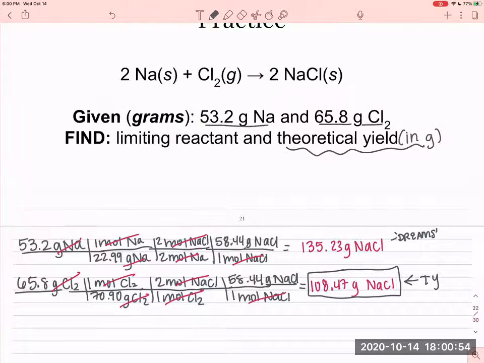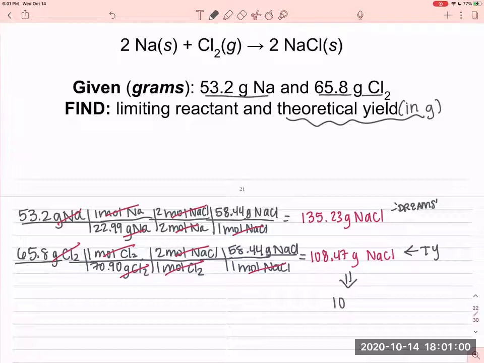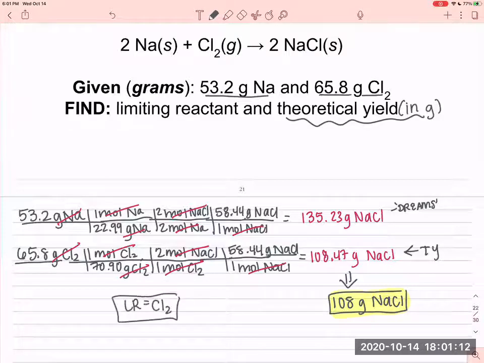So let's go ahead and just clean it up and give me some sig figs for my final answer. I need 3 sig figs, so I will say 108 grams of sodium chloride as my final answer. And I need one more part to my answer, which is what is my limiting reactant? My limiting reactant is chlorine because it produced the smallest amount of my product. So hopefully that makes sense. If not, please send me a text or email.